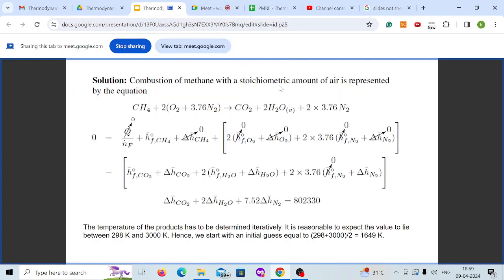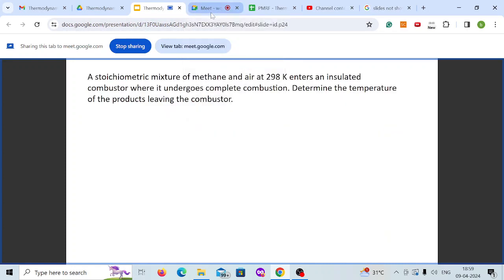Then moving on to the next problem. A stoichiometric mixture of methane and air at 298 Kelvin enters an insulated combustor where it undergoes complete combustion. Determine the temperature of the product leaving the combustor.